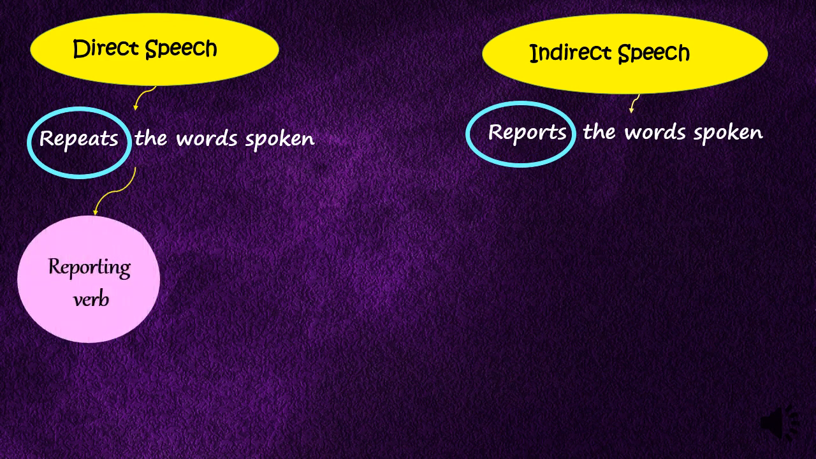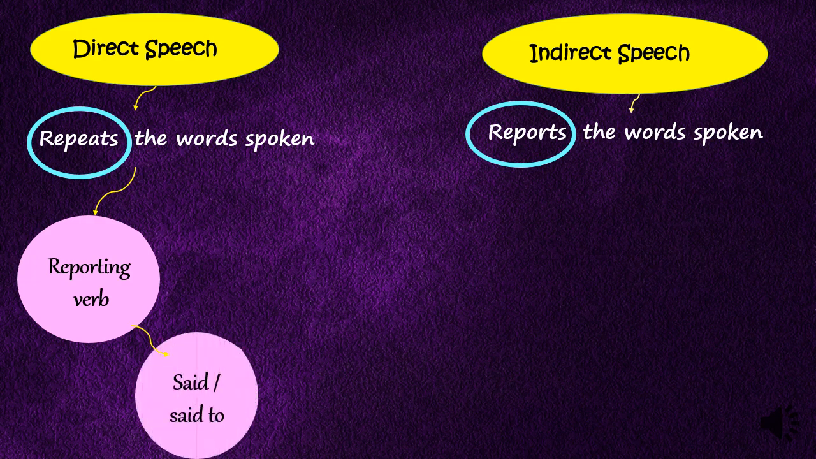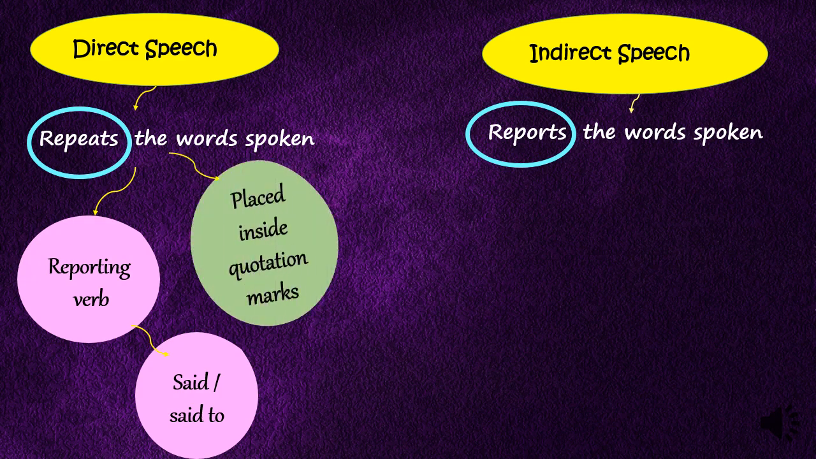So when I say direct speech, you need to know a few things. One thing that you need to know is it has a reporting verb. So what is a reporting verb? Said or said to in the given sentence. I call it a reporting verb. And how else can you identify whether the given sentence is direct? It is usually placed inside the quotation marks.